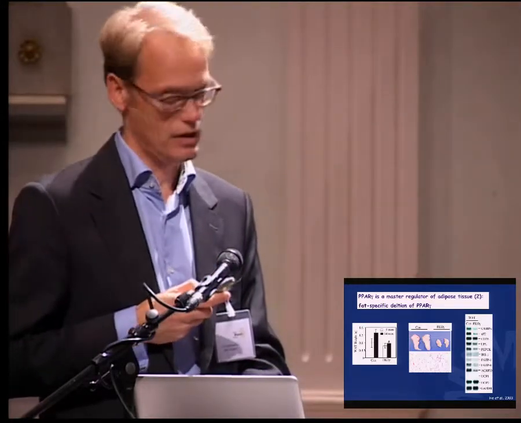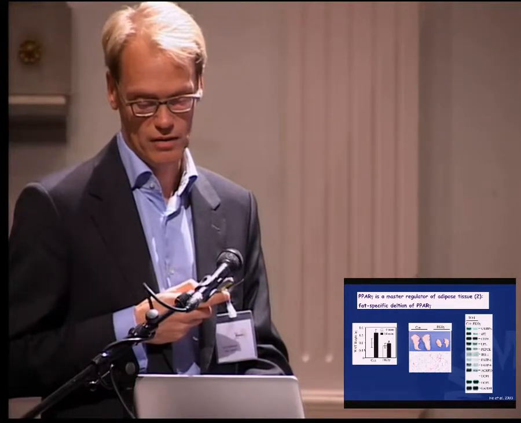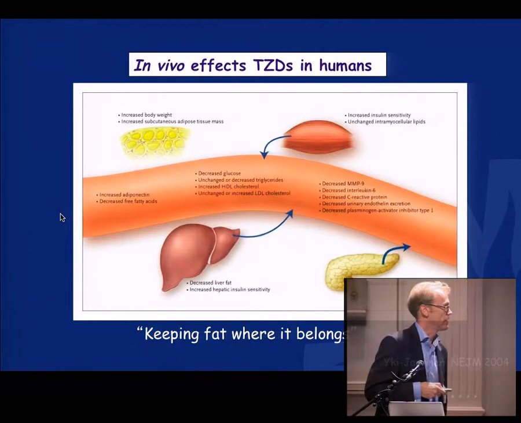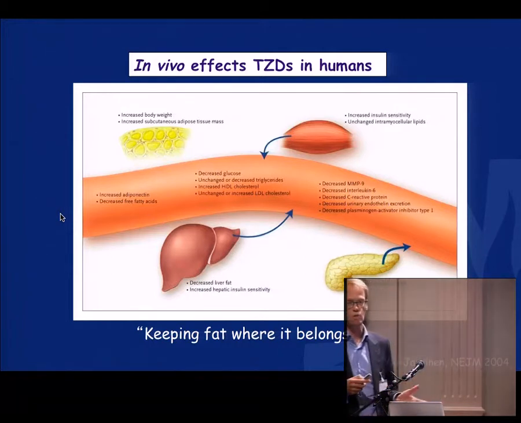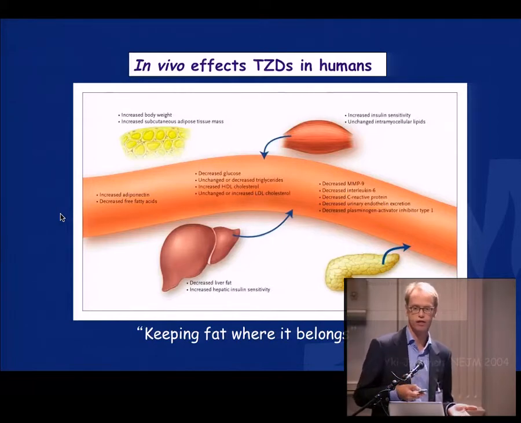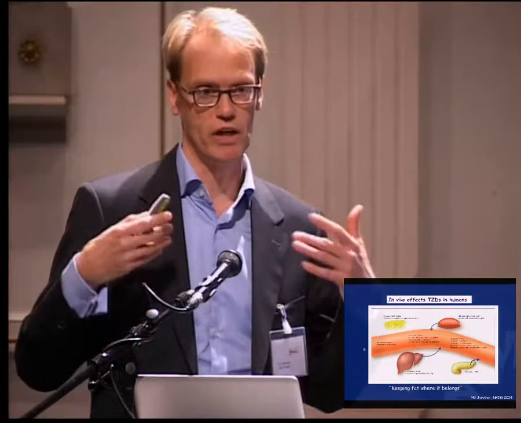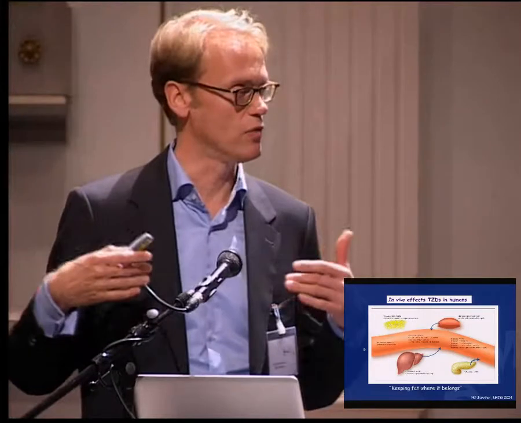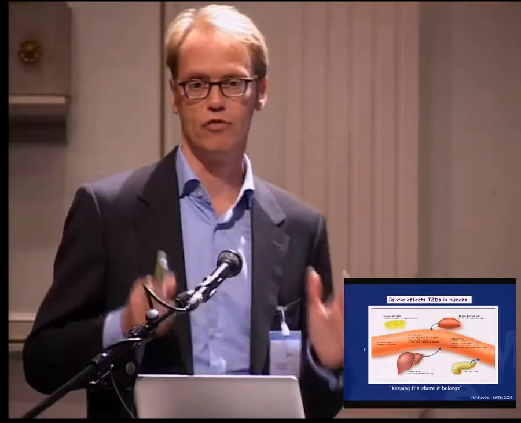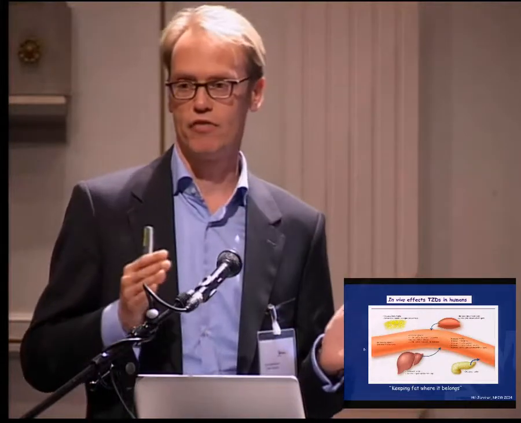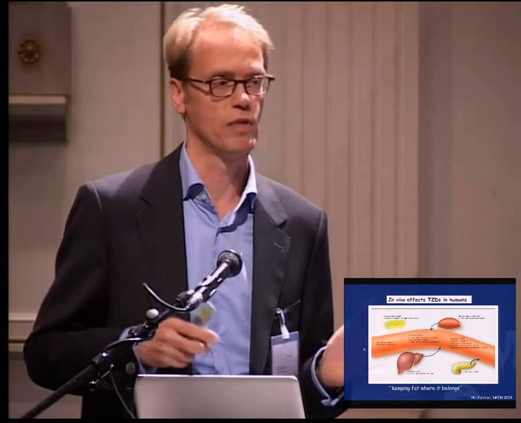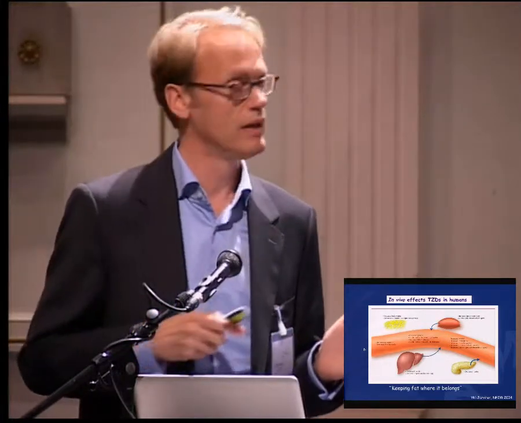Well, the idea is in detail quite complex, but just to give you the take-home message, it has to do with keeping fat where it belongs. One of the big issues in insulin resistance and subsequent diabetes is that when you are overweight and subsequently obese, your fat is no longer stored in your adipose tissue. You've reached the end of the capacity there, and fat starts being stored in your muscle and your liver, and that's where one of the major problems is.